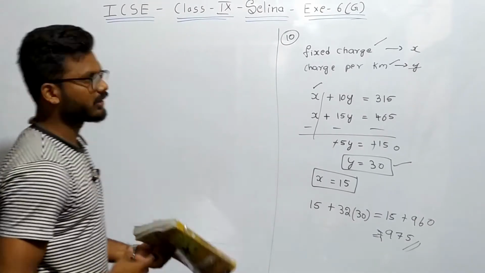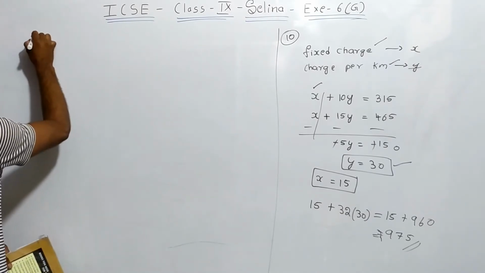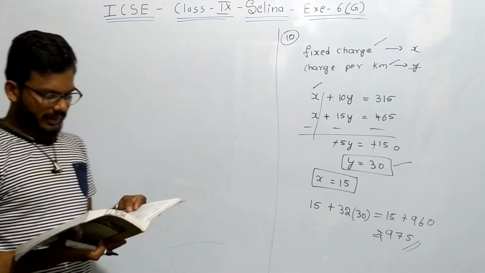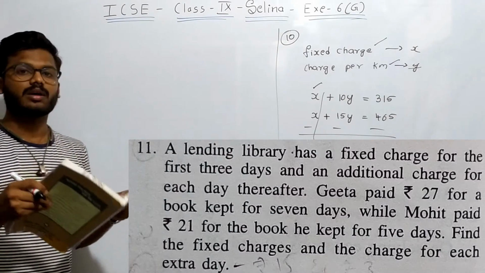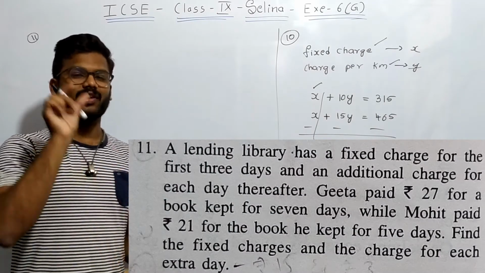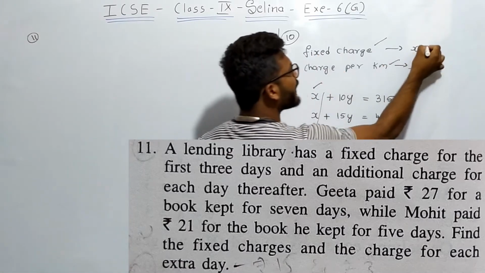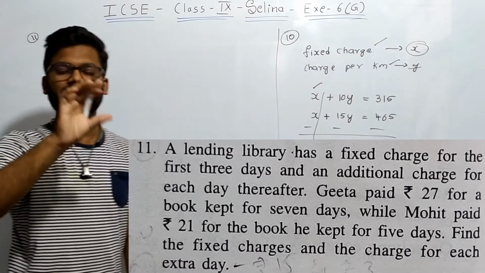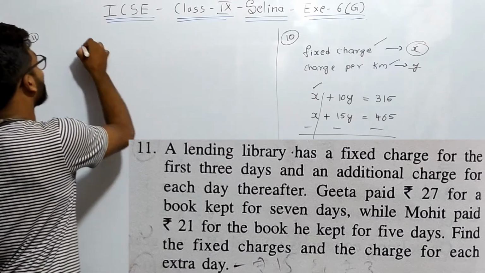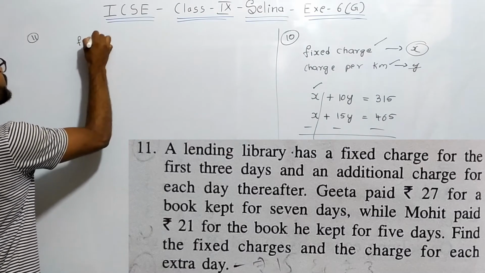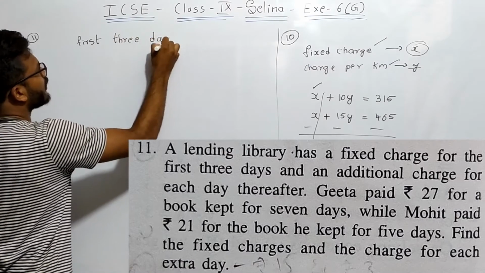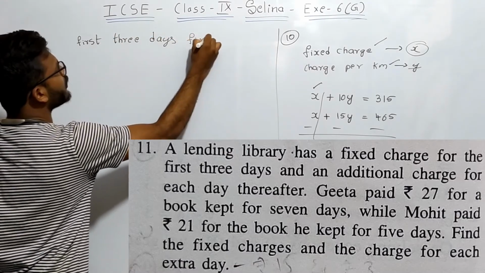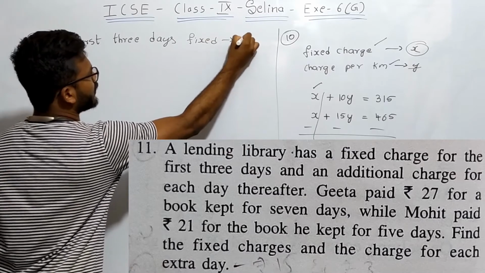Application of same method. Okay, 11th problem. I am reading the question. See, a lending library has a fixed charge for the first 3 days. That means here they didn't mention any kilometers. That means it is fixed. But here the first 3 days it is fixed. First 3 days have a fixed charge. So let it be X.